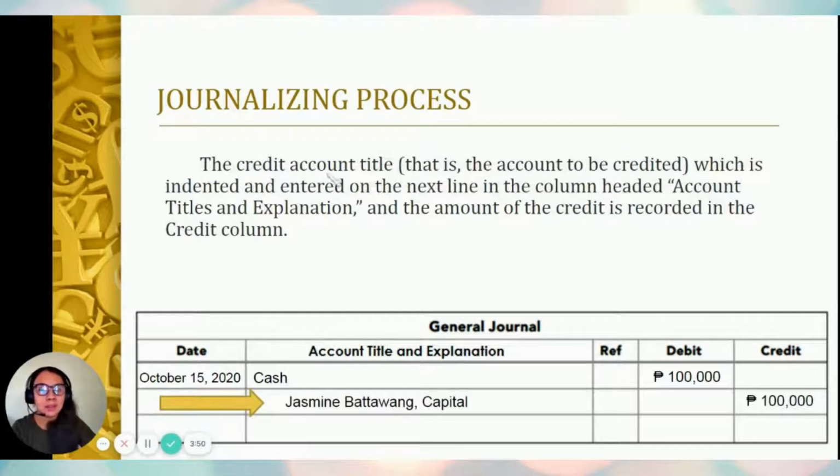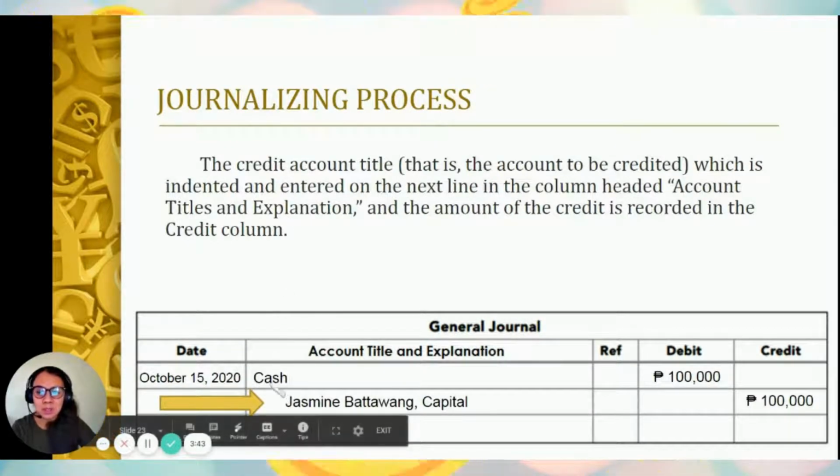Now, the credit account title should be indented and entered on the next line in the column headed account titles and explanation. So as you can see in here, our debit is cash, and now we're going to credit Jasmine Batawang Capital. This account title that should be credited should be indented. So it's not in the same margin as the account title that you're going to debit, all right?